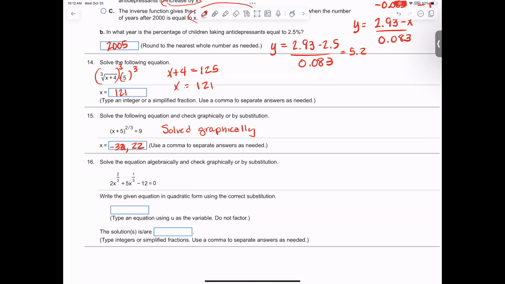Okay, this next one is quadratic in form. This is what we talked about on Monday. Since 2/3 is double 1/3, I can rewrite this as 2u squared plus 5u minus 12 equals 0, where I'm letting u equal x to the 1/3. And I can factor that.